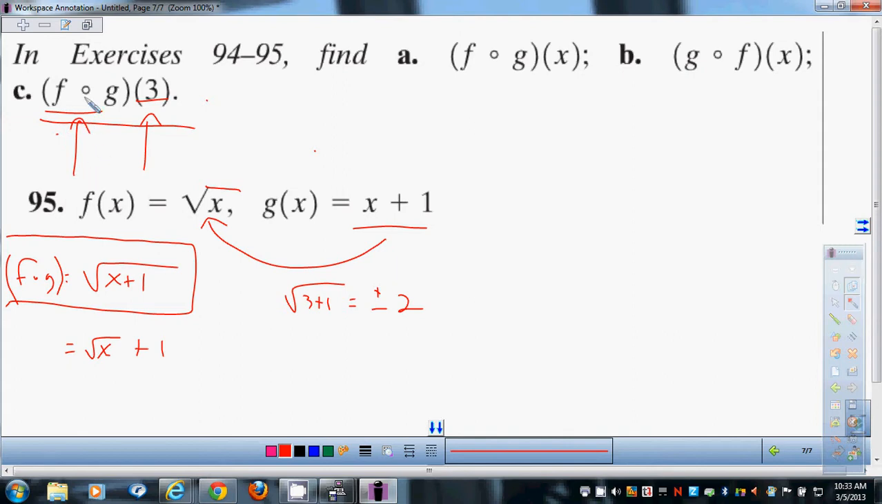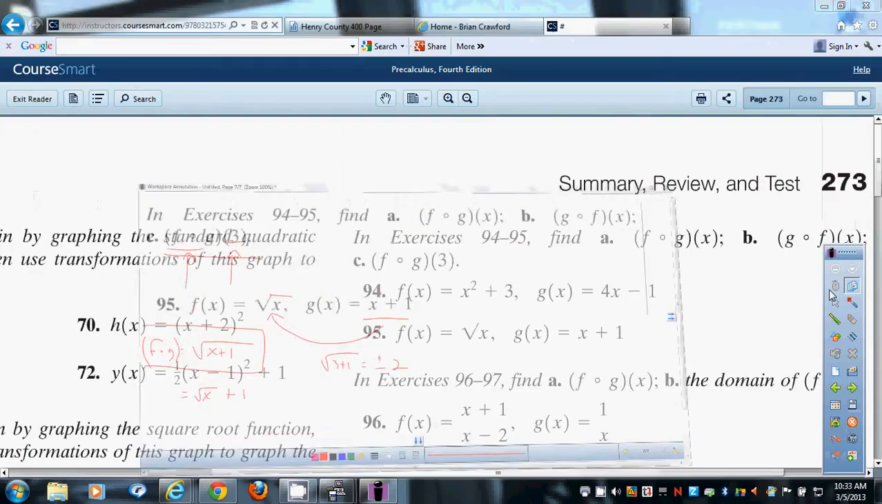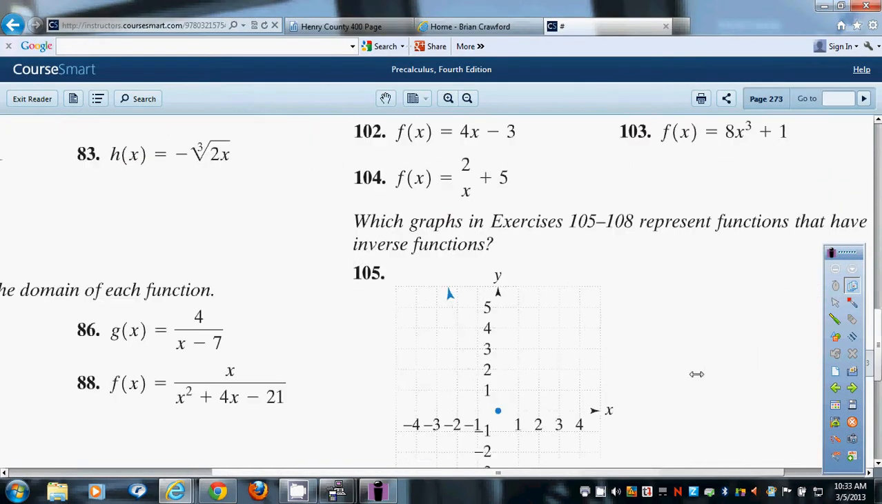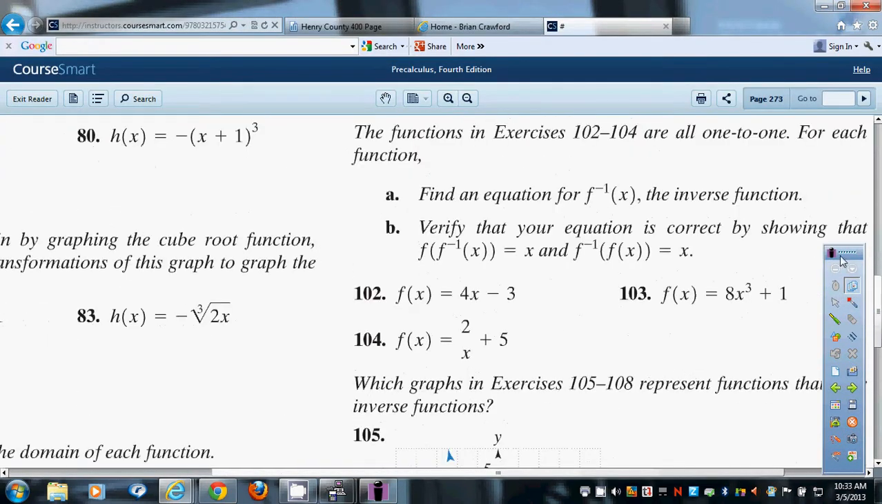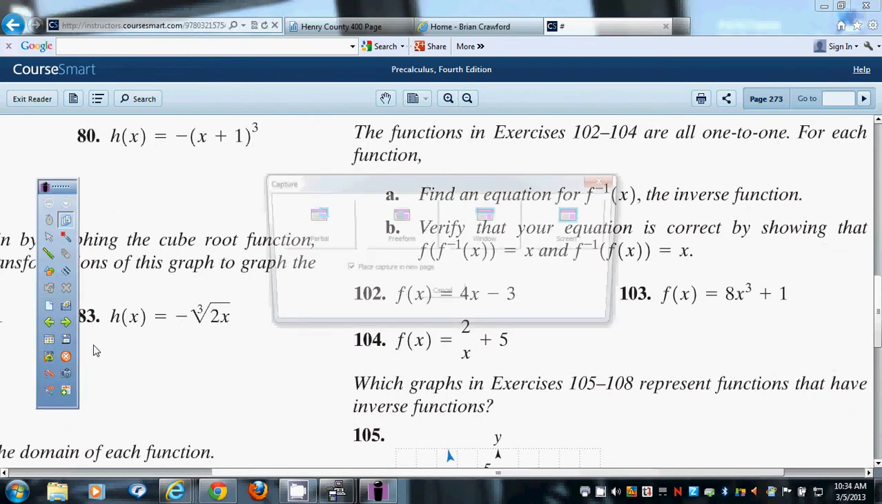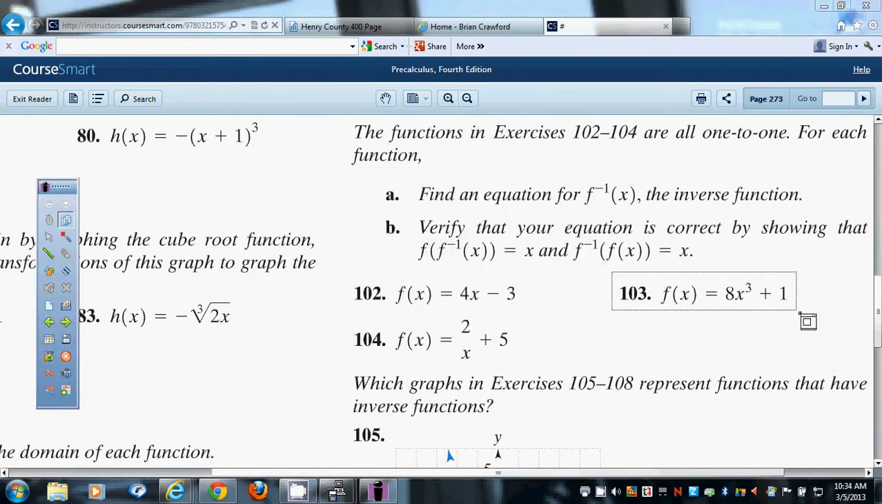Alright, the only other thing I wanted to look at from this chapter, well, actually that's not true, now that we have circles as well, was finding inverses. Number 103, we have to find the inverse and then check and make sure that it's the inverse, which you only had to do to cover your bases. But who remembers how to find an inverse of a function?